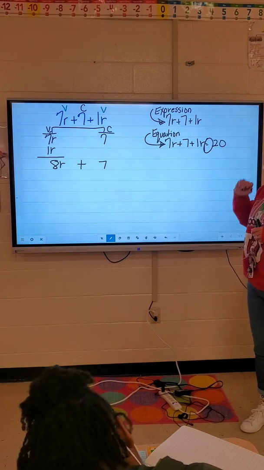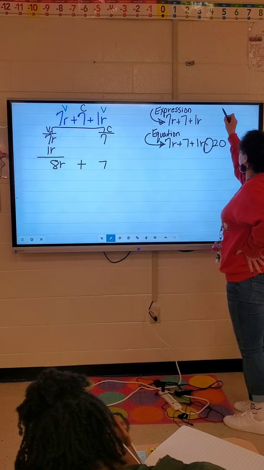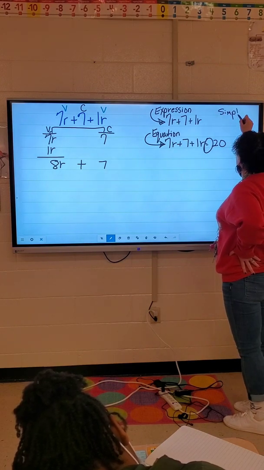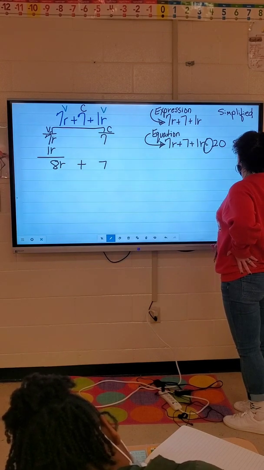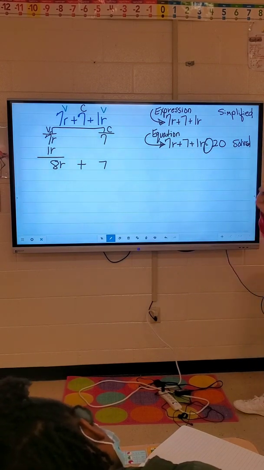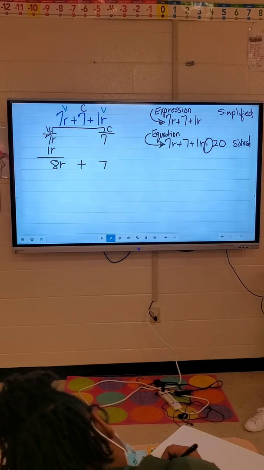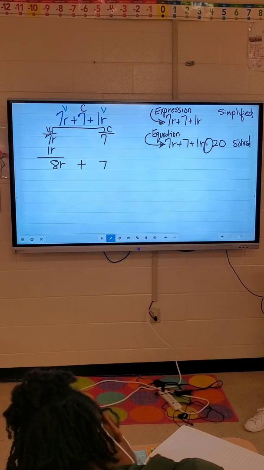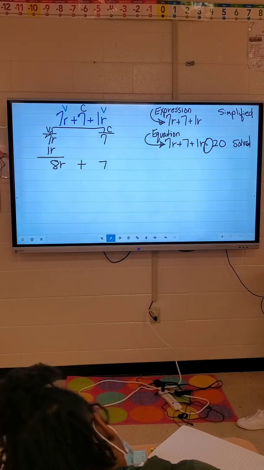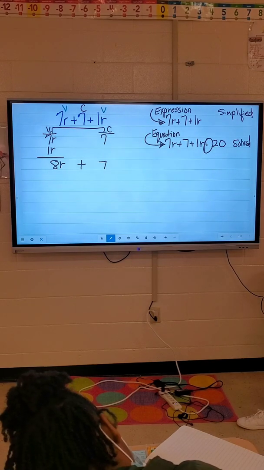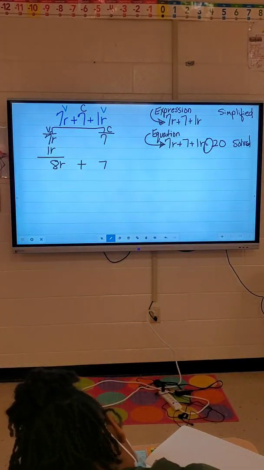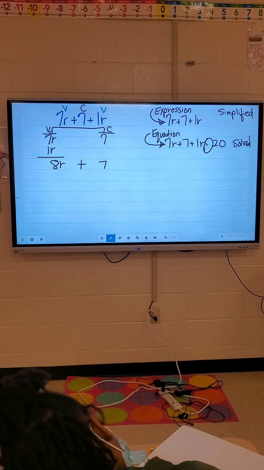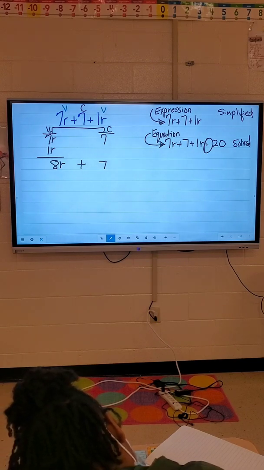And expressions are simplified. Equations are solved. You cannot solve an expression. You can only simplify it. Okay? The only way you can get a value for an expression is if you are given R. If they tell you what R is. Expressions can only be simplified. Okay? Is everybody with me? All right.